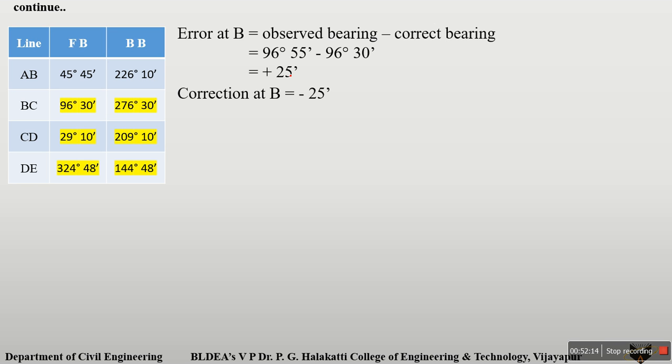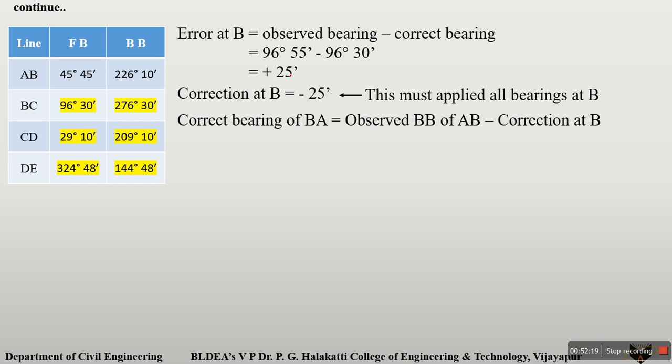By using that one, we have to calculate the back bearing of AB. Okay. So back bearing of or correct bearing of BA, or back bearing of AB, is equal to observed back bearing of AB minus correction at station B. Putting in the respective values, 226 degree 10 minutes minus 25 minutes. Fill in all the values, then simplify this one, we'll get 225 degree 45 minutes. This is our correct back bearing of line AB.